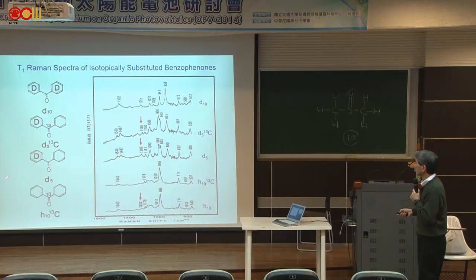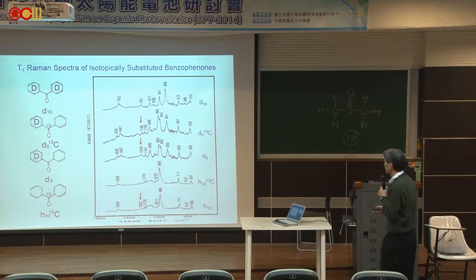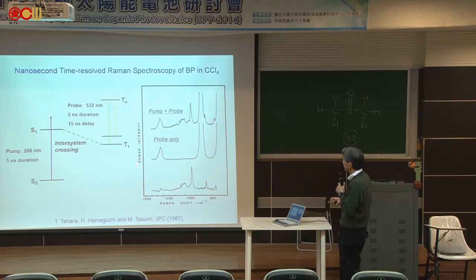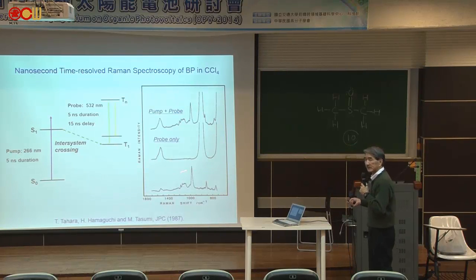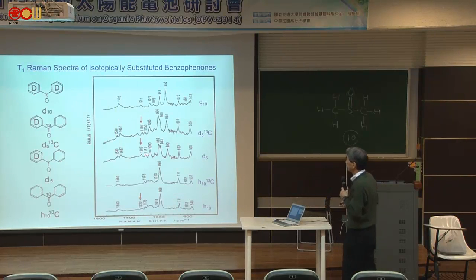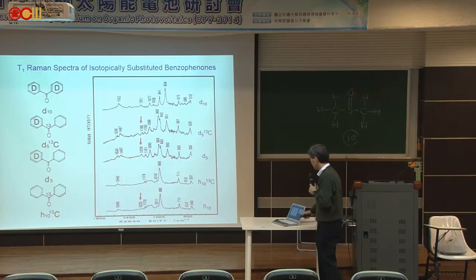Okay? You also see from here H10 carbon-13, and you remember we have the H, here we have the H non-substituted benzophenone. And from this result, actually we assigned this band. This band should be the CO stretch band. Okay? This is very, very unusual. I show you this one.